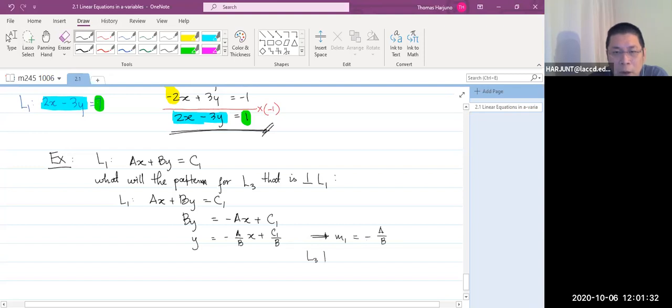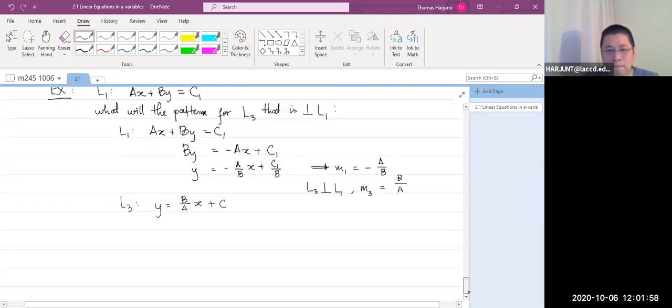Now line 3 perpendicular to line 1 means line 3 has the slope with opposite sign, and you flip it. Line 3 will be y equals b over a x plus some constant, multiplied by a. Call that another constant now. Subtract bx. But we don't like the coefficient of x to be negative, so I multiply by negative 1.